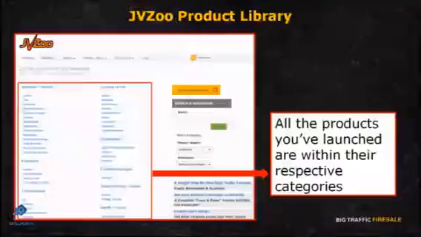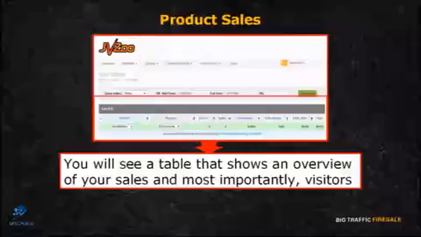If you wanted to look at your product in the marketplace from the seller's dashboard, click the Product Library and choose Product Library. All the products you've launched are within their respective categories. Finally, if you want to see the number of visitors and sales you made, go to the Sellers tab, choose Reports, and click Sales. You'll see a table that shows an overview of your sales and, most importantly, visitors.